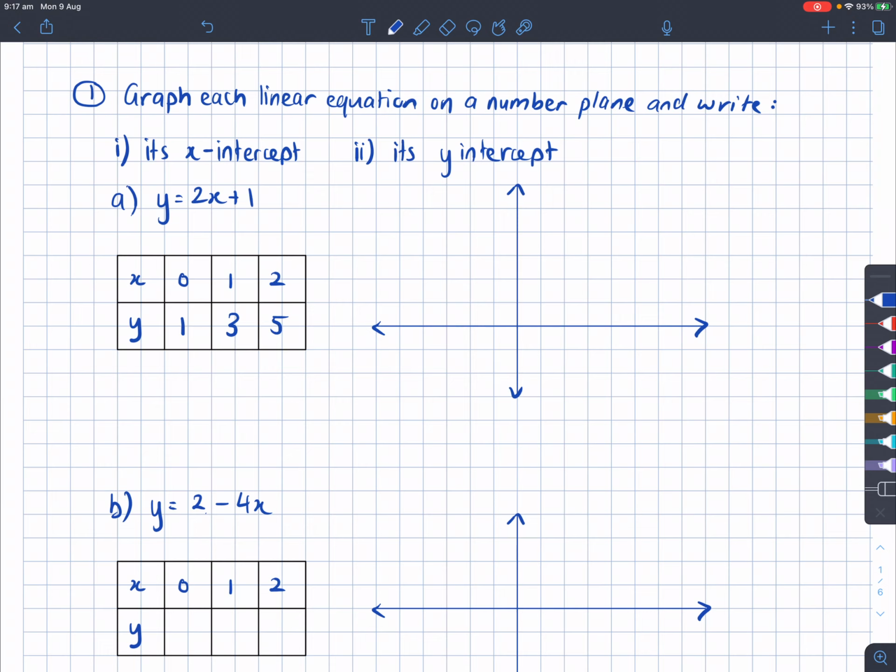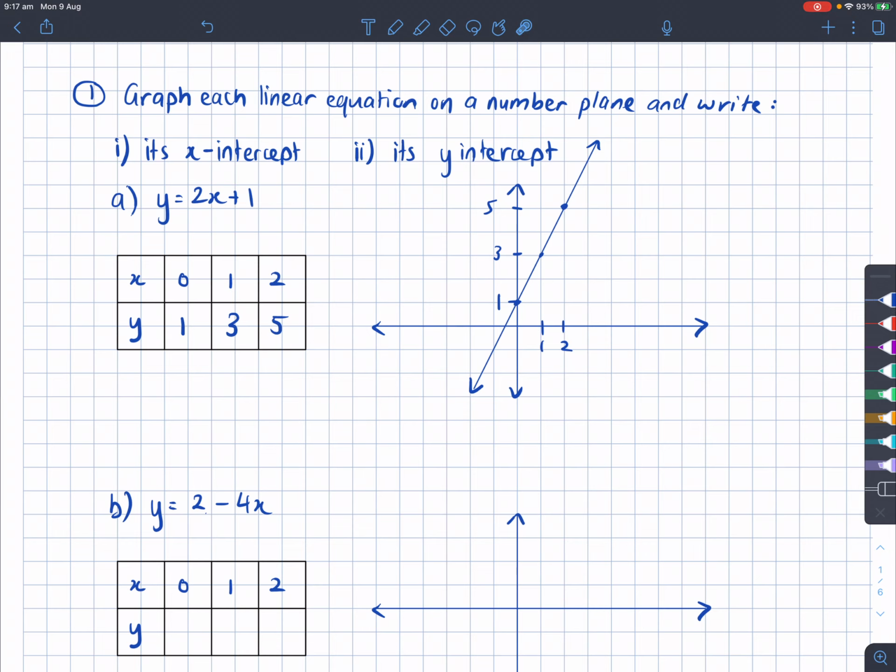So plotting these on my axes, using these pairs of values as my coordinates, I'll have (0, 1), which is right there, (1, 3), which is 1 to the right, 3 up, right there, and then (2, 5), which means 2 to the right and 5 up, right there. Then I just draw a straight line going through, and make sure that I have arrows at the very ends of my lines.